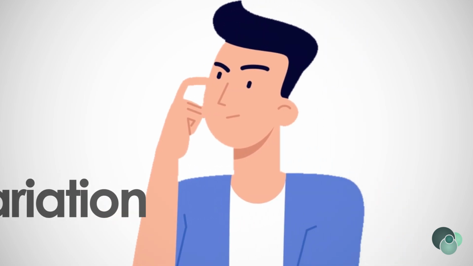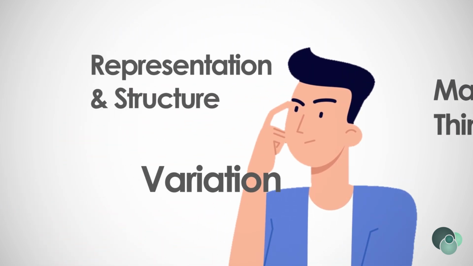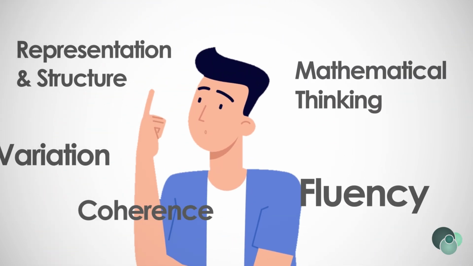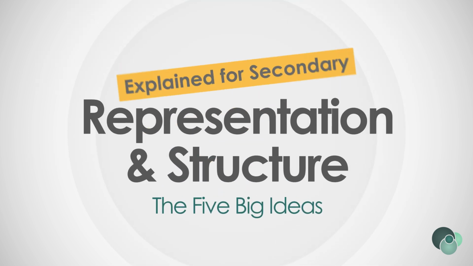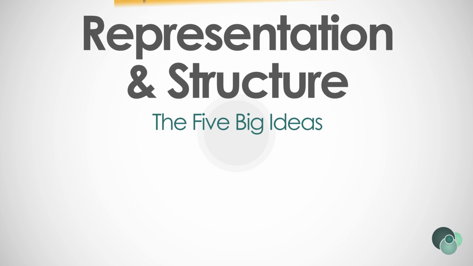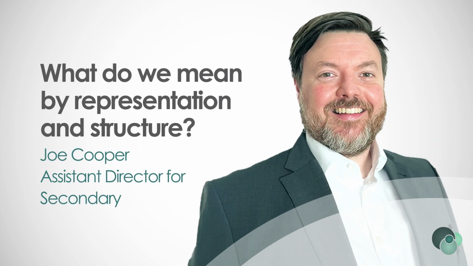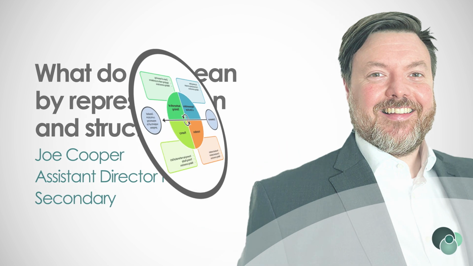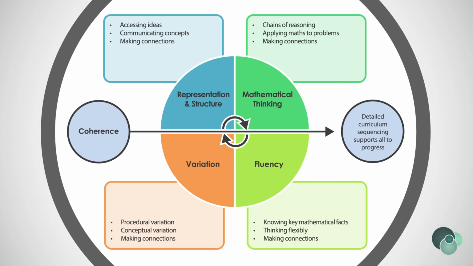How much do you know about the 5 Big Ideas in Teaching for Mastery? Our series takes a look at the 5 big ideas and how they can improve maths teaching at secondary. Representation and structure together are one of the 5 big ideas, but what exactly do they mean? And how can we use representations to expose mathematical structures and concepts? We spoke to Joe Cooper, one of the NCETM's Assistant Directors for Secondary, to ask.